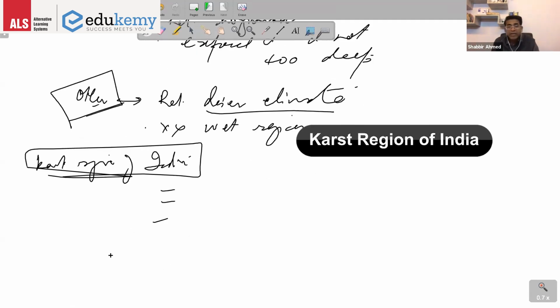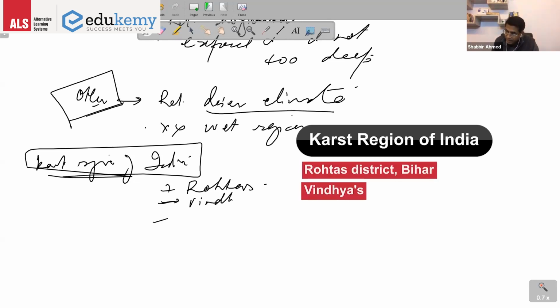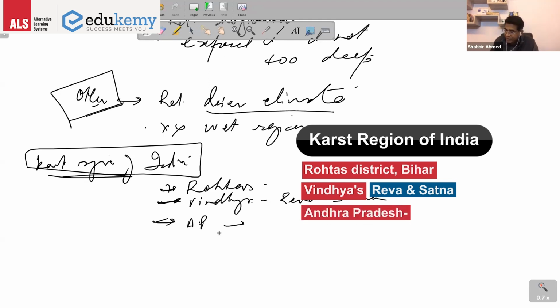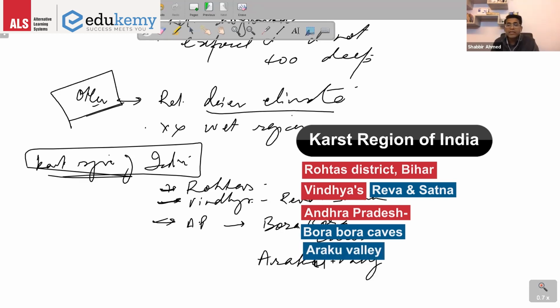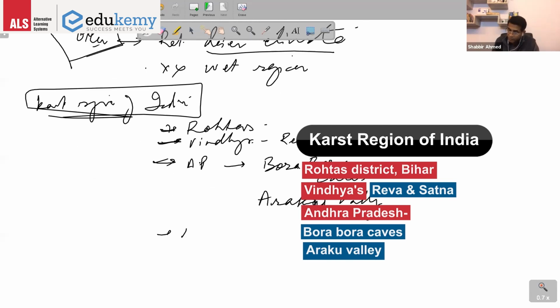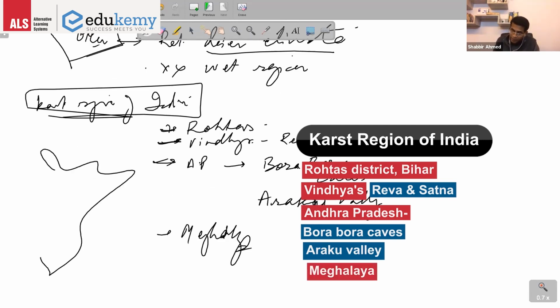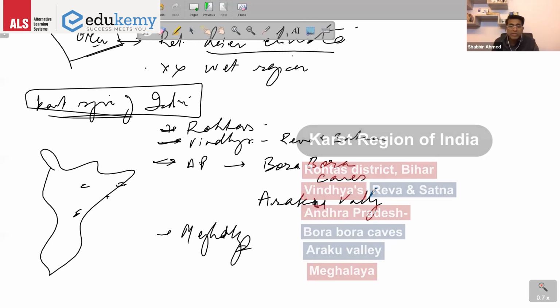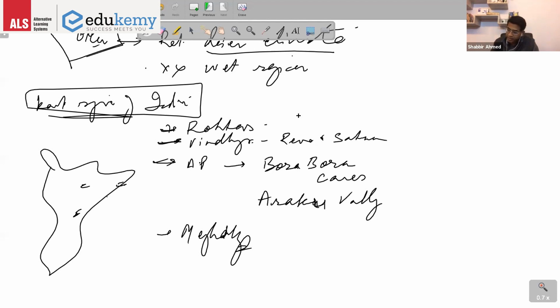Karst regions of India we have in parts of Rohtas district, we have in the Vindhyas too, the Rewa and Satna region have this. We have in parts of Andhra Pradesh near Vizag, we have Borra caves. This is also part of what's called the Araku Valley, in Andhra Pradesh. We also have in parts of Meghalaya. So you could draw the map of India and show some of the parts, Bastar region, here. They are in parts of the hills, in the Kaimur hills, Rohtas in Bihar.